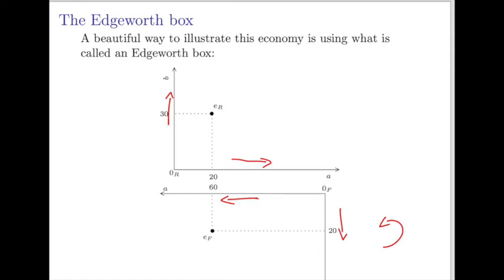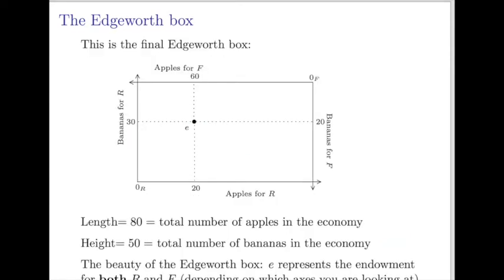Next, what we're going to do is line up the endowments. Once we do that, we end up with this box, and that box is called the Edgeworth box. Remember, Rob was endowed with 20 apples, and Friday was endowed with 60 apples. So what is the width of this box? The total width of this box is 20 plus 60, so it's 80. And if you remember, that's the total number of apples we have in this economy.